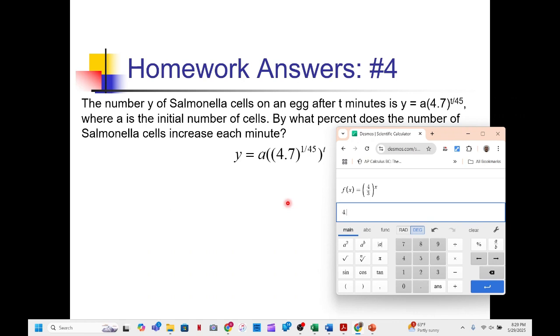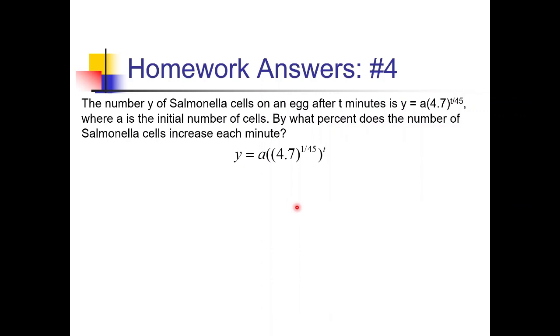So 4.7 exponent 1 divided by 45 is about 1.0350 if I round it to 4 decimal places. And now I can split this up into 1 plus 0.0350. This is basically 1 plus r, this format here. This is growth form. And then I just move my decimal over 2 on that decimal to get me a 3.50% growth rate of salmonella cells.